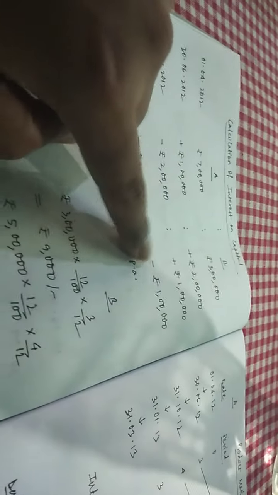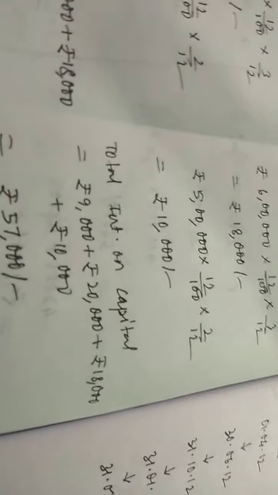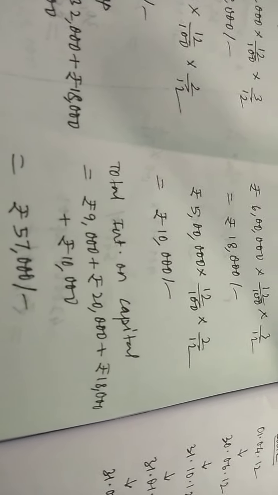And thereafter 1 lakh was withdrawn. So from 6 lakh if we withdraw 1 lakh it will give us 5 lakh into 12% into 2 months remaining. 2 by 12, that will give us 10,000. So total interest on capital becomes rupees 9,000 plus 20,000 plus 18,000 plus 10,000 for B, that is rupees 57,000.